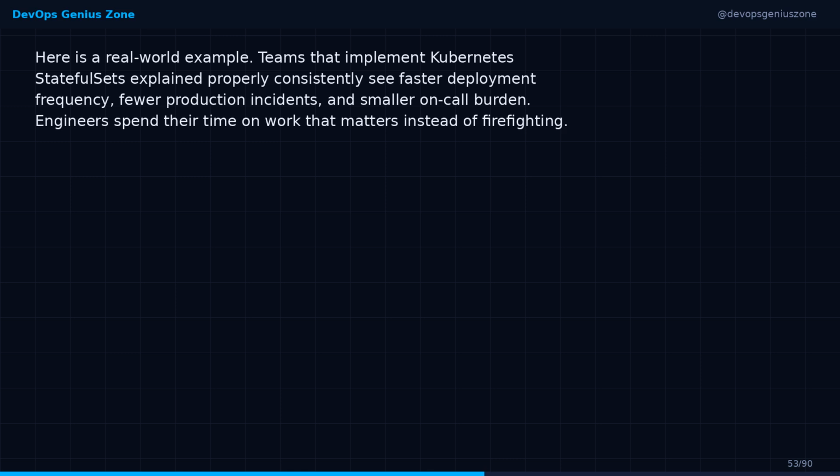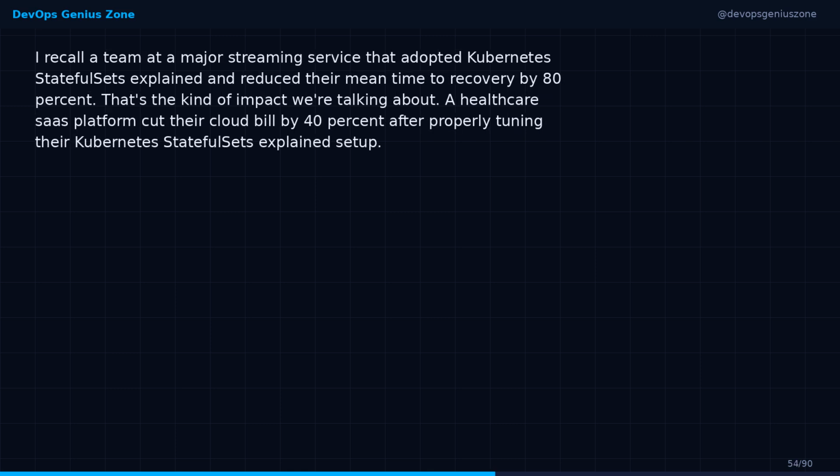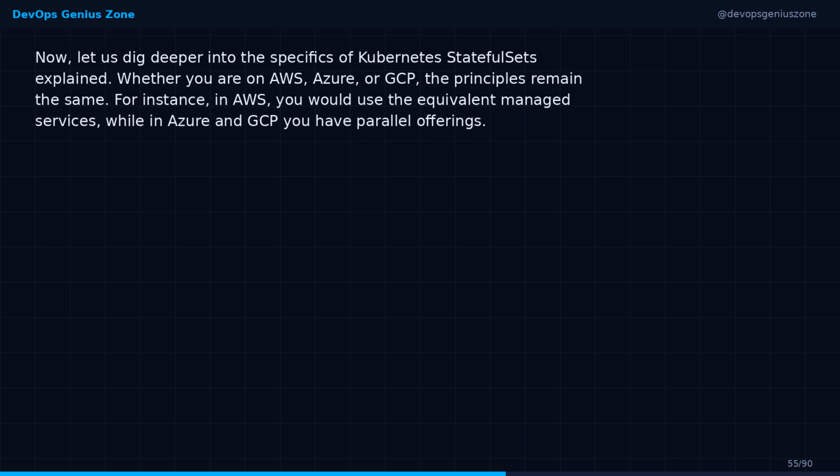Now, let us dig deeper into the specifics of Kubernetes StatefulSets explained. Whether you are on AWS, Azure, or GCP, the principles remain the same. For instance, in AWS, you would use the equivalent managed services, while in Azure and GCP you have parallel offerings. But regardless of the cloud provider, Kubernetes StatefulSets explained enables you to ship features faster, recover from failures in minutes, and scale your infrastructure dynamically. If you're running on premises, tools like OpenStack or VMware can integrate similarly, though the patterns remain identical.